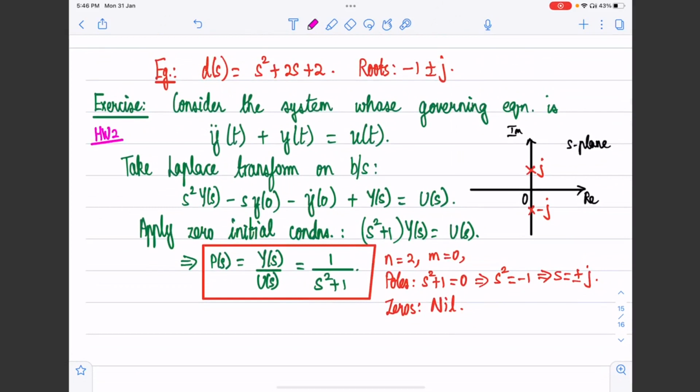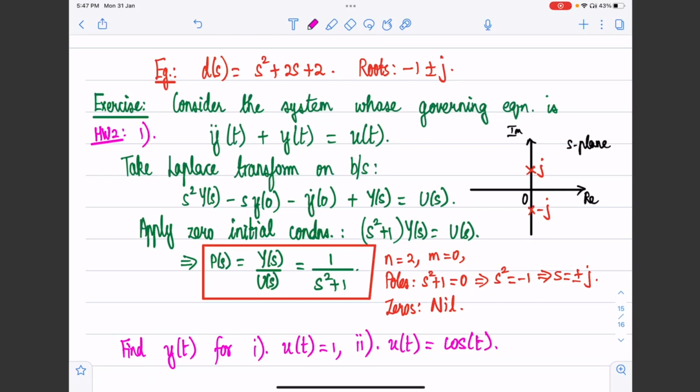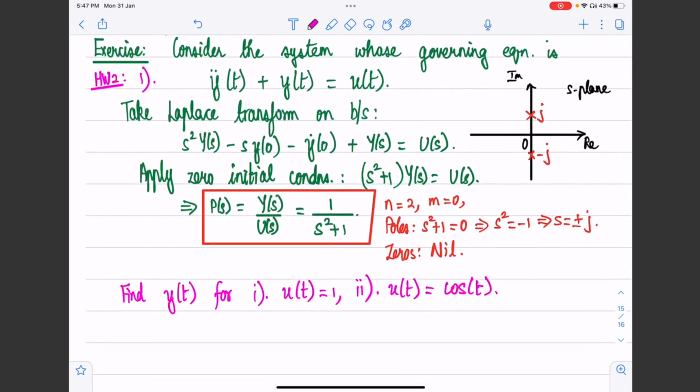Of course, I solved the initial part for you. So this is the first problem of homework number 2. What I want you to do is find y of t. I have already derived the transfer function, right? So please find y of t for 2 inputs. First, u of t equal to 1. Second, u of t equal to cos t. These are the 2 inputs for which I want you to find y of t and then comment.